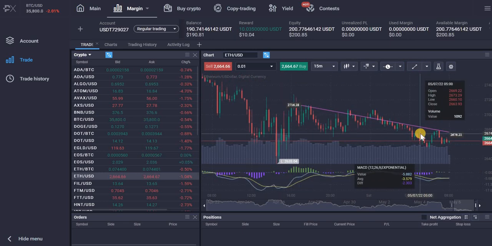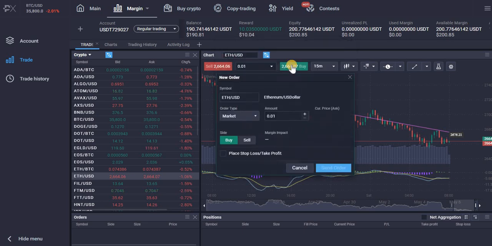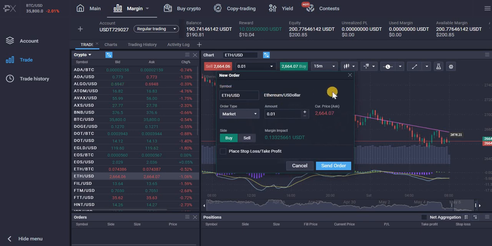You can use various tools on this platform before placing your trade. You can click on any of these to place your trade. If I want to enter a long position, I would click on buy right here. This window is going to pop up and you can select if you want to use limit order, market order, stop limit order or OCO.